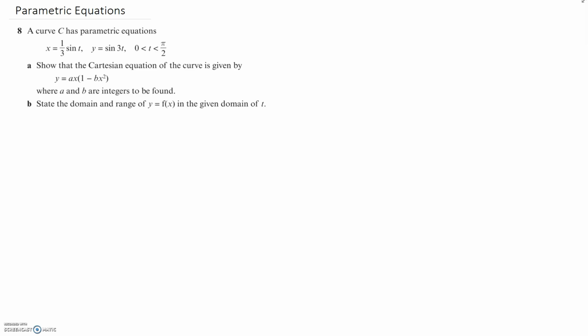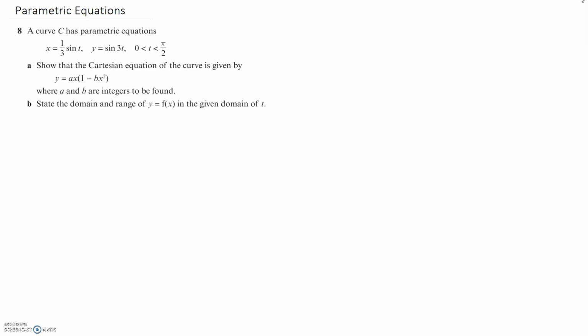The next question I'm going to look at is question 8. The good thing about question 8 is x and y are both in terms of sine, but we've got sine t and we've got sine 3t. Now normally we would see sine 2t and think, oh, I could use the double angle formula here, but we can't with sine 3t. So there's a little bit more work to do with this one.